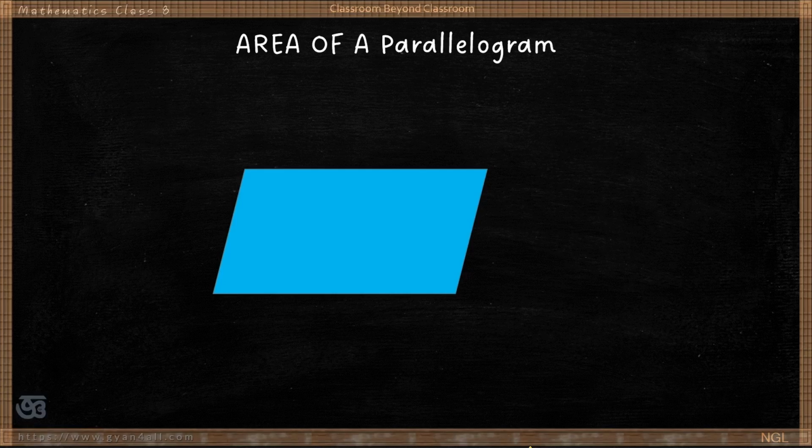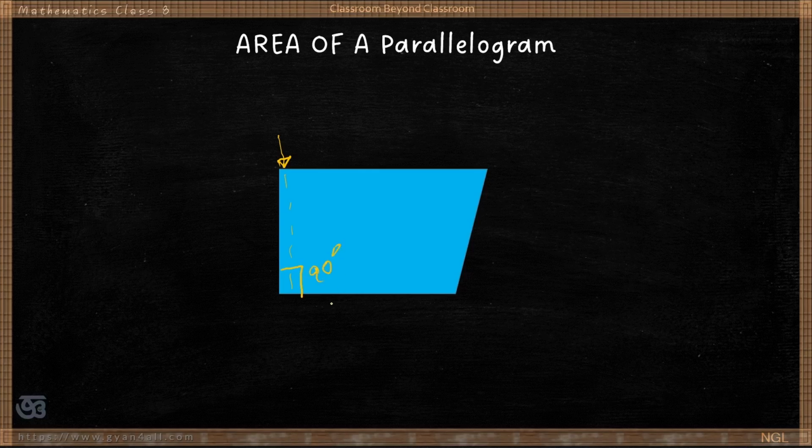So with this understanding, let us discuss the area of a parallelogram. Area of a parallelogram is not equal to side multiplied by side because the adjacent sides are not perpendicular to each other. To understand this, let us cut this parallelogram in this position so that one of the vertical sides becomes perpendicular to the base side and we get an angle of 90 degrees. Now this side and this side are perpendicular to each other.